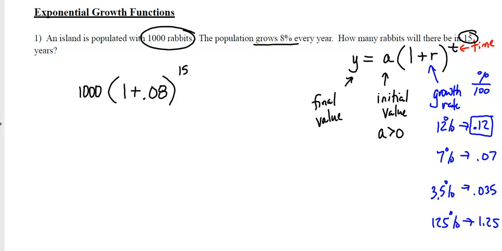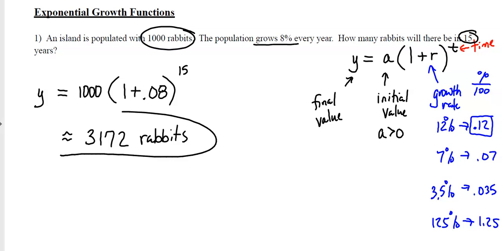So I'm going to be compounding 15 times. Here's going to be my equation. And to find the final amount, I basically just punch this in the calculator. 1,000 times parenthesis 1.08 to the 15th power. And it looks like it's about 3,172 rabbits will be there after the 15 years.